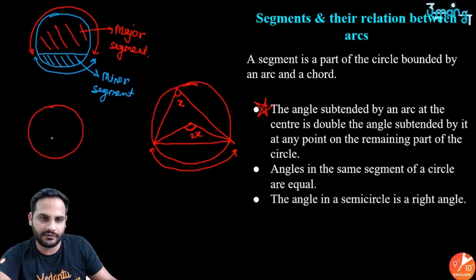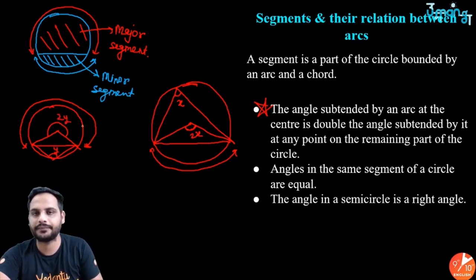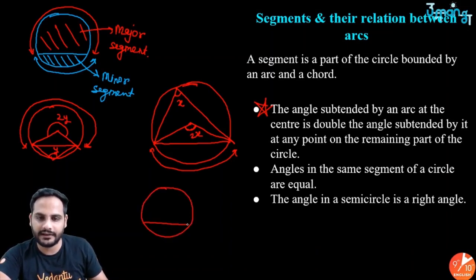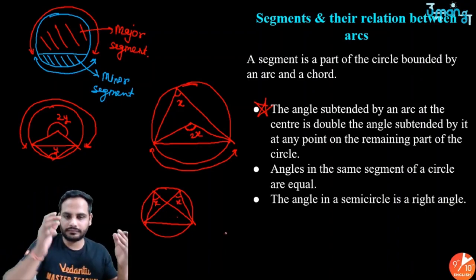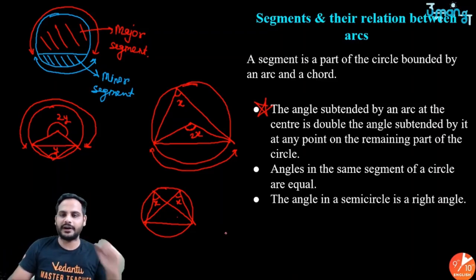And for the major arc, how will it look? Suppose something like this we have drawn. The angle subtended by this major arc at the center will be this, and in the remaining part of the circle, somewhere over here, if the angle is y, the angle at the center will be double of y. Correct? Then, angles in the same segment of a circle are equal. If I take any one segment, angles formed in the same segment will be equal because they are both half of the same angle subtended by the arc at the center. So from this we get the same relation.